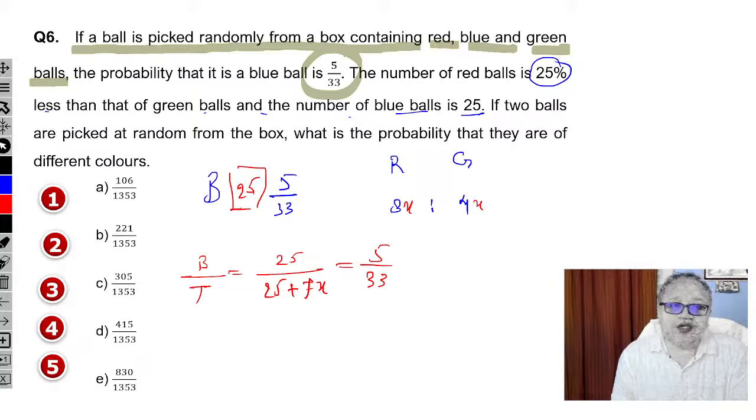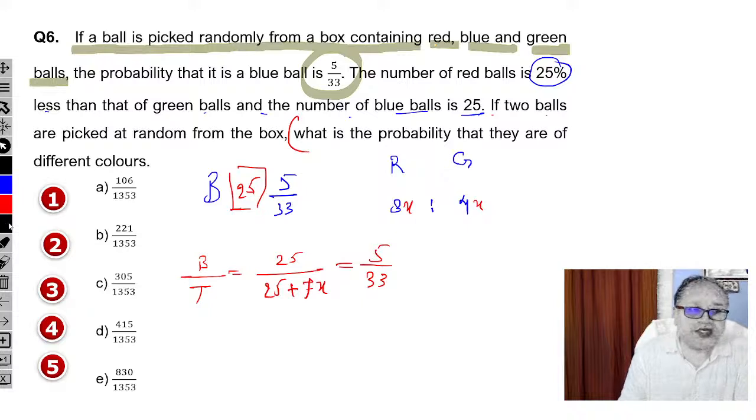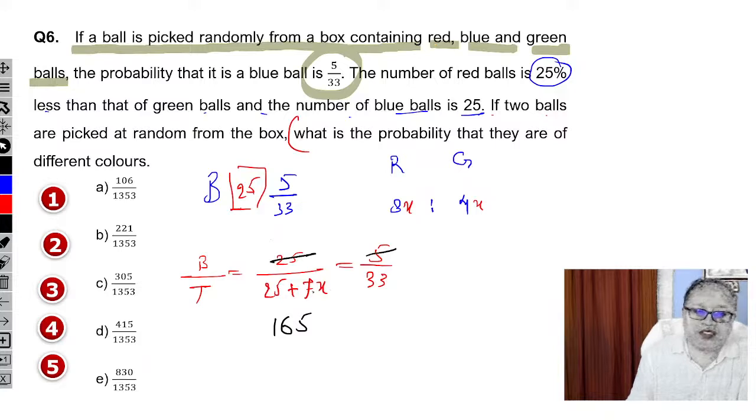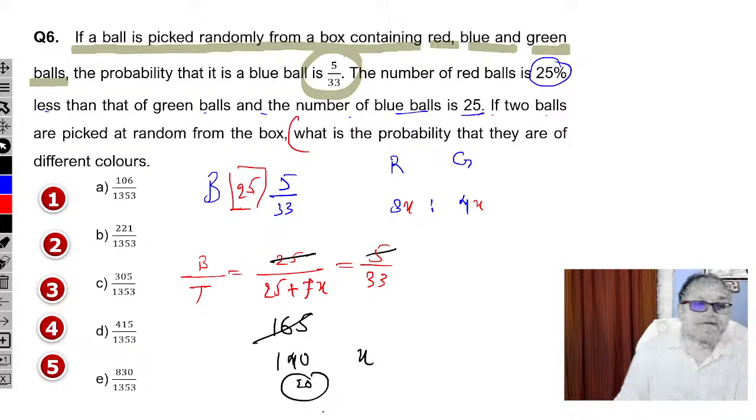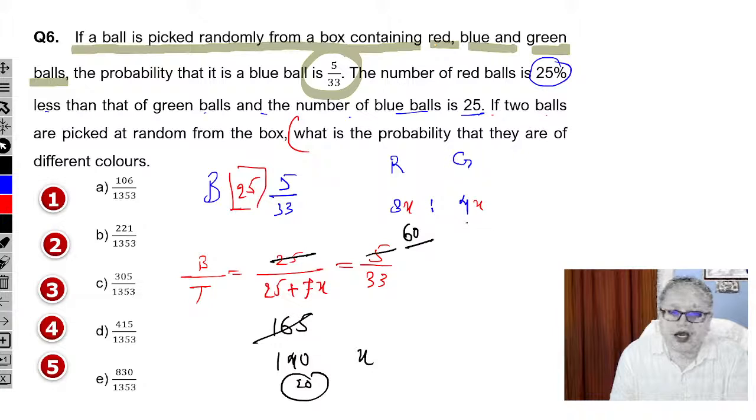Now what is the question? If two balls are drawn at random, what is the probability that they are of different colors? First I will find the numbers. Now I see that this gets cancelled by 5 times. 5 times 3 is 15, carry 1, 16. So 7x is equal to 140. Then x is equal to 20. This is the x value. So if x is equal to 20, red is 60 and green is 80.